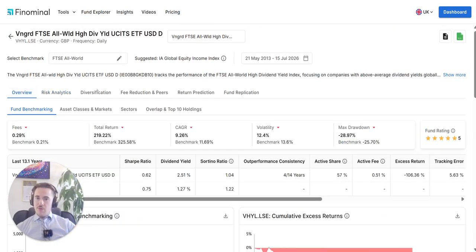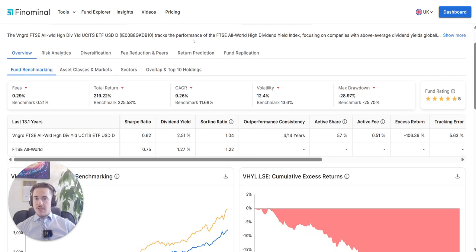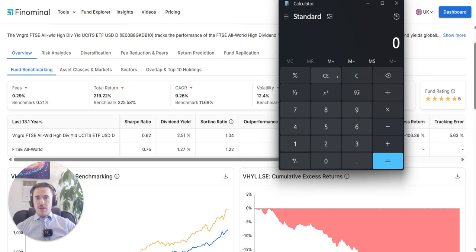I'm going to head back over now to the overview tab, as it's worth noting that these CAGR figures include the dividend yields within them. Now, if we strip out those dividend yields, to see what the actual fund would have grown at accounting for taking that money out, let's do 9.26 minus 2.51. We can see after taking that dividend yield, the actual pot would have grown at 6.75%. And if we also look at the benchmark, 11.69 minus 1.27, you can see that would have actually grown at 10.42%.